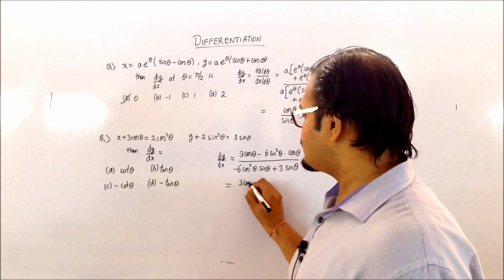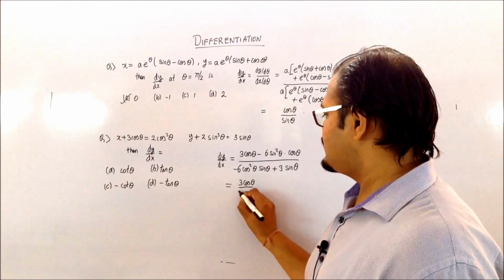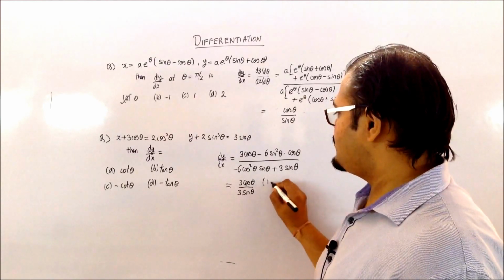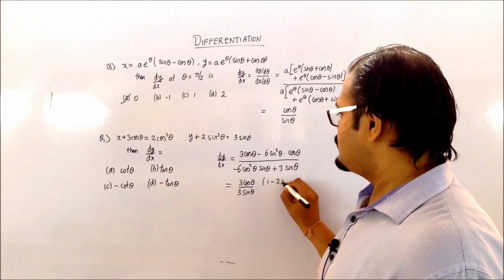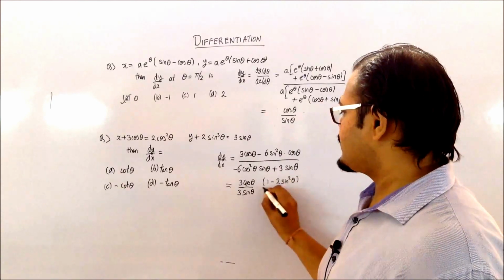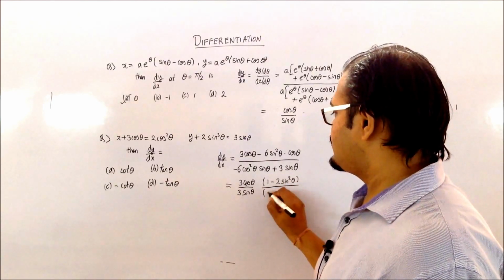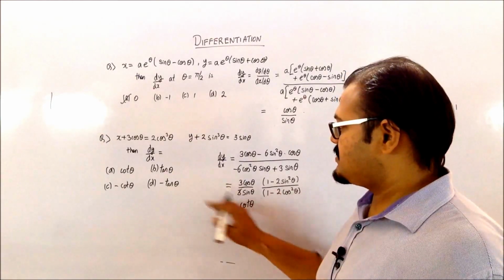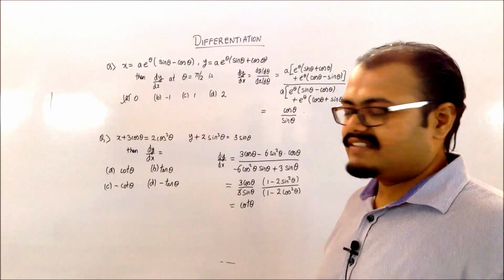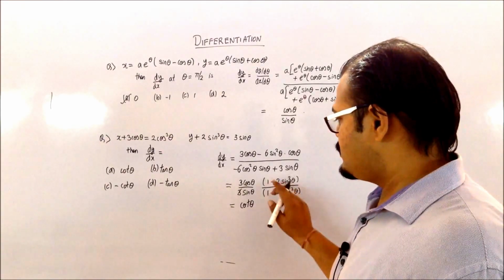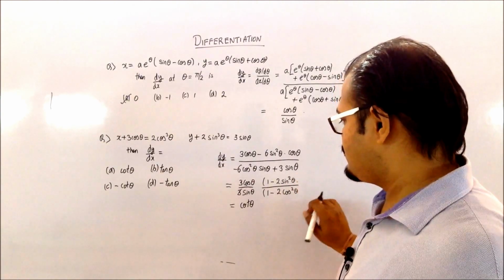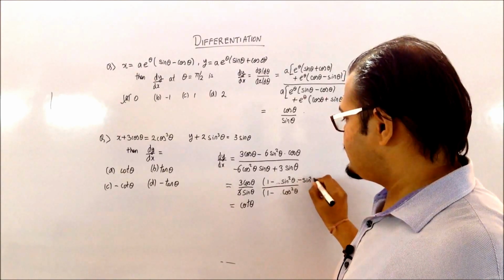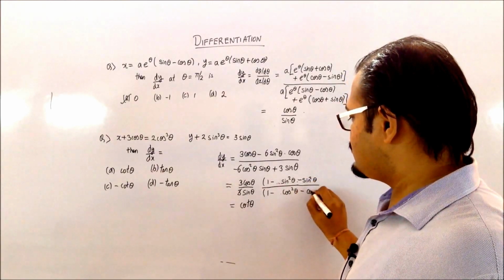So you will have 3 cos theta outside divided by 3 sin theta, and inside, if you see, it is going to be 1 minus 2 sin square theta divided by 1 minus 2 cos square theta. So if you just observe over here, there is no option like this, so you have to simplify this part. So instead of a 2, I can write it as minus sin square, and this as minus cos square.